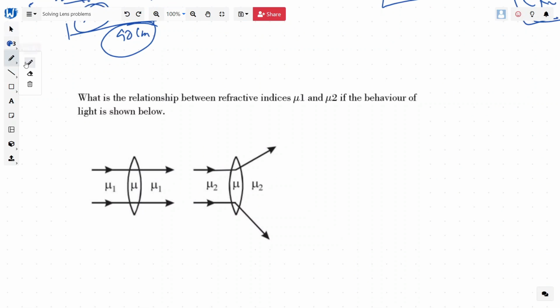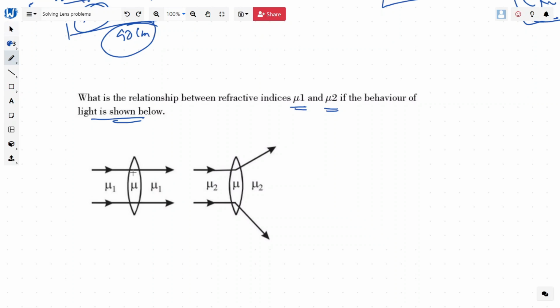Now let's look at another problem which says, what is the relationship between refractive index mu1 and mu2 if the behavior of the light is shown below, right? Now here the refractive index of the lens is mu, and it is immersed in a medium mu1, and the ray of light is passing without deviation. Okay, in the second case you have a refractive index of the lens mu, and the ray of light is passing not converging but diverging, though the shape is convex, right?